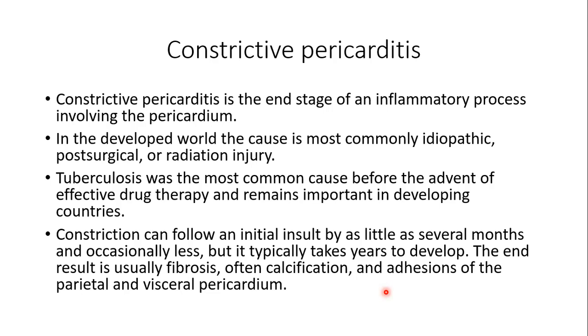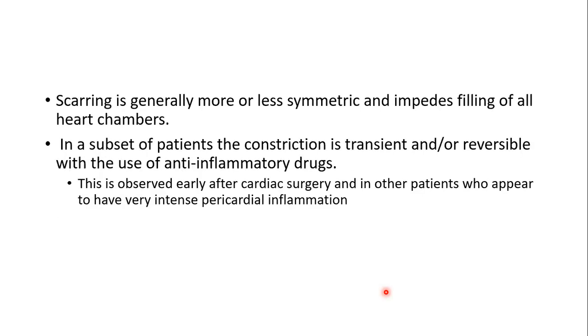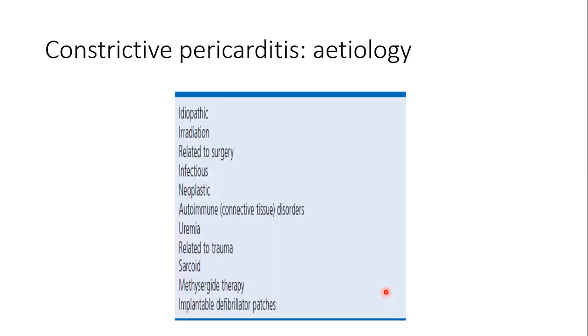And the end result is usually fibrosis, often calcification and adhesion of the parietal and the visceral pericardium. So scarring is generally more or less symmetric, and it impedes filling of both the heart chambers. In this subset of patients with constriction, the constriction is transient and reversible with the use of anti-inflammatory medications. Okay, and this is observed early after cardiac surgery and in other patients who appear to have intense pericardial inflammation. So for the etiologies, like I said, initially idiopathic, radiation, surgery, infection, autoimmune, uremia, and the likes.